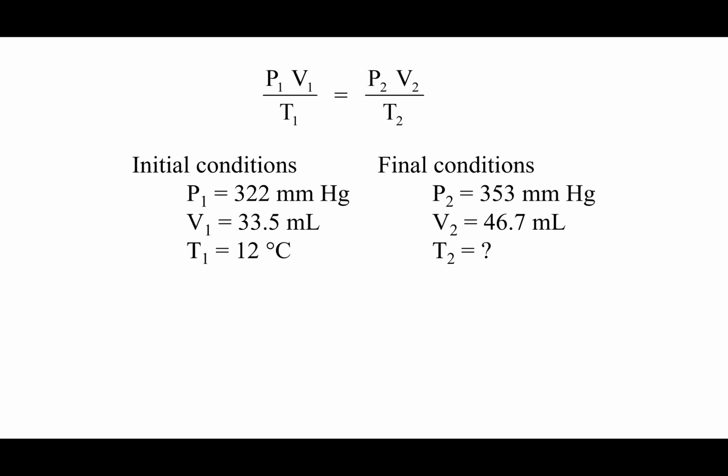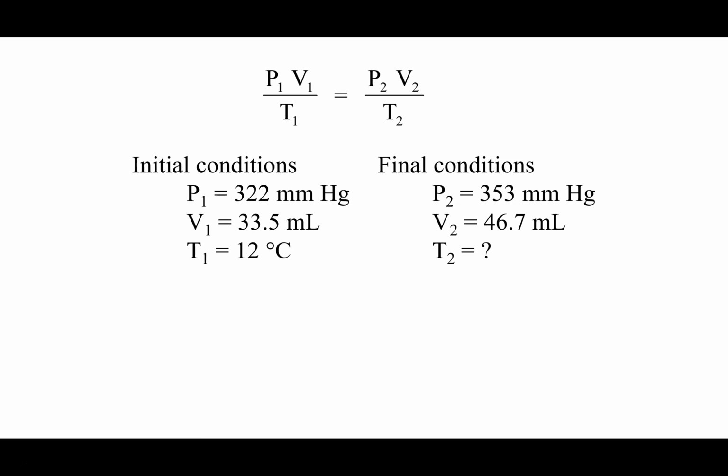Because then these will cancel. I could rewrite this as T2 is equal to P2 over P1 times V2 over V1, and then I'm kind of nesting those quantities, tagging along as T1. You're going to see this here in a minute, and that's how I get there personally. But I'm not a math teacher. Never have been, never will be.